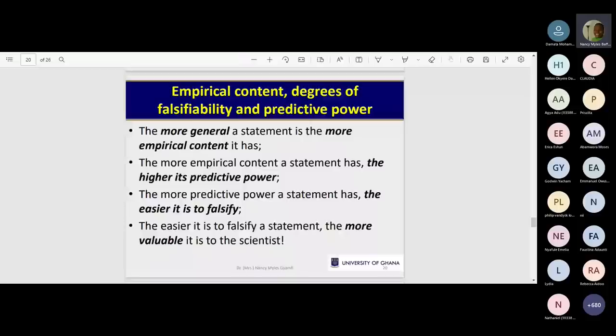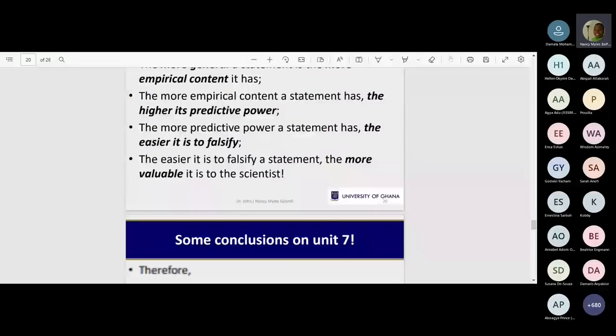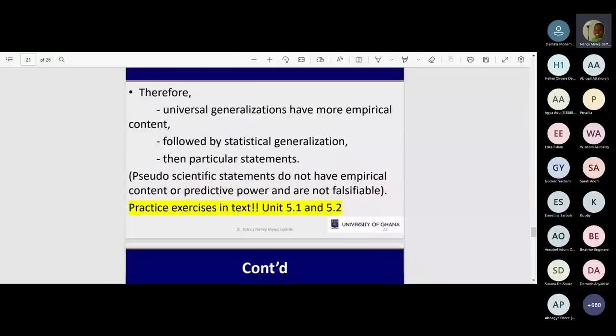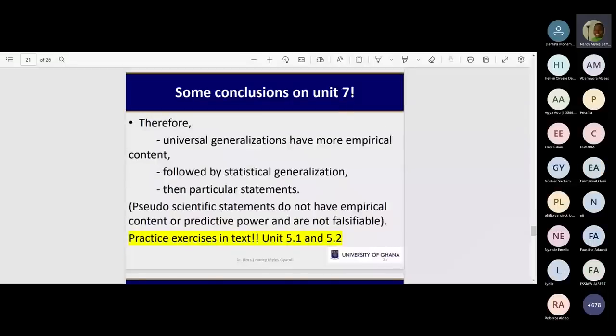If you got that, we are sold. And this is what Madame read. So you see, everything I've said is what is going on. Universal generalizations have more empirical content. Look on my screen. Some conclusions, they are there.